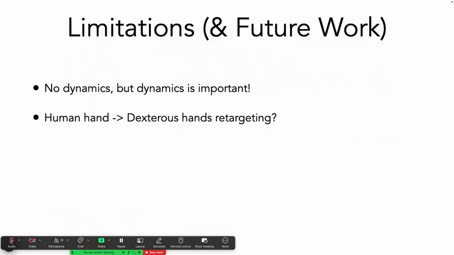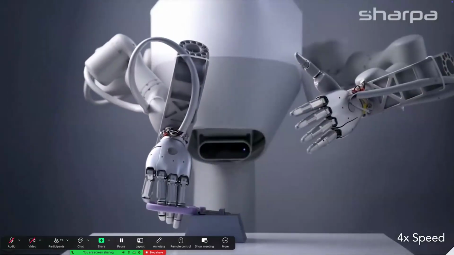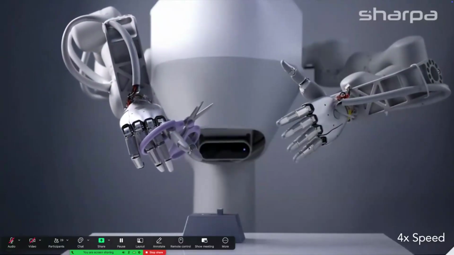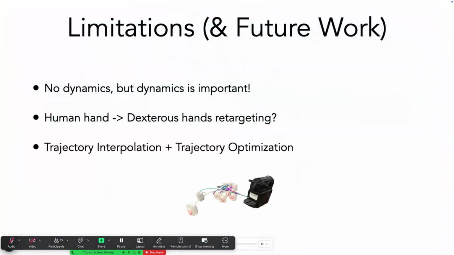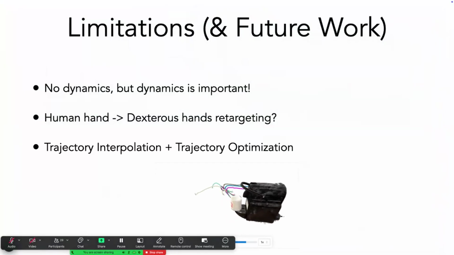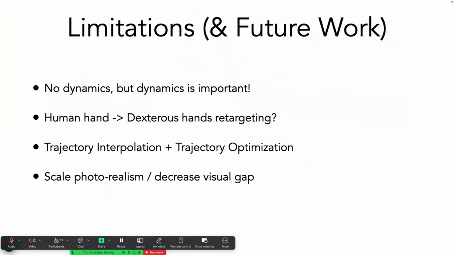And we haven't experimented with retargeting this to dexterous or humanoid hands. So it's just with binary grippers. But this is, let's say, a Sharpa hand, how you might do something like this, which we have not considered yet. And then we also haven't tried to optimize the trajectories. We're just trying to get interpolation. So the trajectories are fairly straightforward in this case. So that's the limitations.